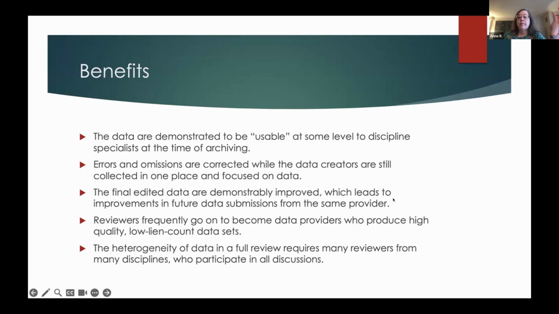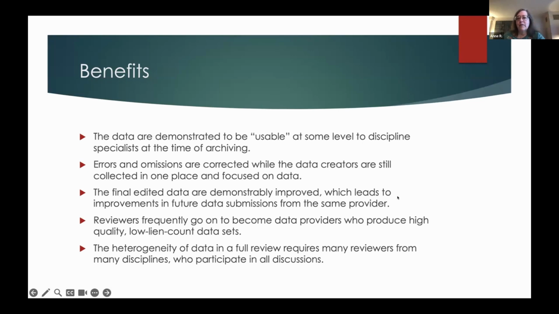We can demonstrate that the data are better than we got them. We have a list of things that we've done to improve the data set as a data set. It's also true that we get better submissions. So the first review of data from a mission is usually pretty rough, but they get better because changes are made to the pipeline, and then we get better quality data as we go through the mission in terms of metadata support and documentation support. Our reviewers frequently go on to become data providers who then produce low lien count data sets, which is fantastic.